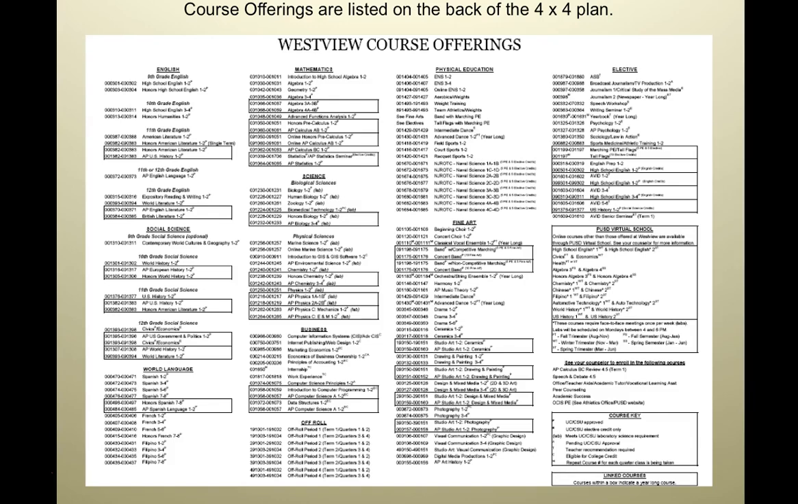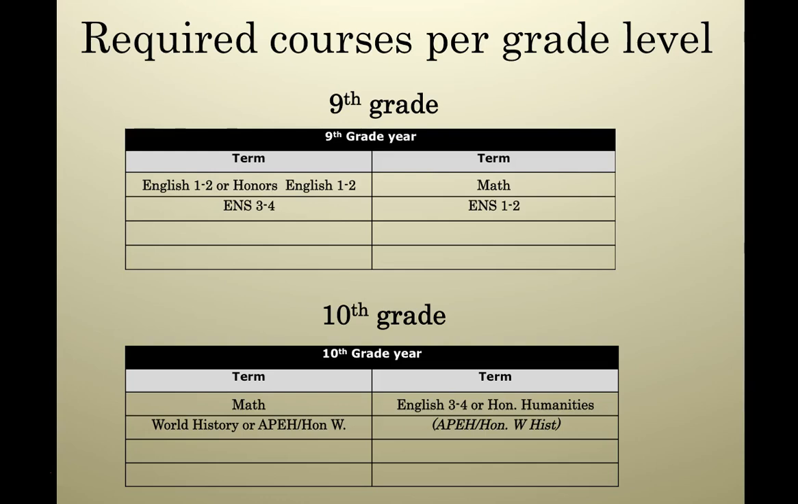course schedule. We will take a look at the required courses for each grade level. In 9th grade, all students are required to complete an English, a Math, and ENS 1, 2, 3, and 4, which is a combined physical education and health class. The level that you choose to take for each of the subjects will vary depending on your specific needs. In 10th grade, students are also required to take an English and a Math, and additionally they are required to take a World History.